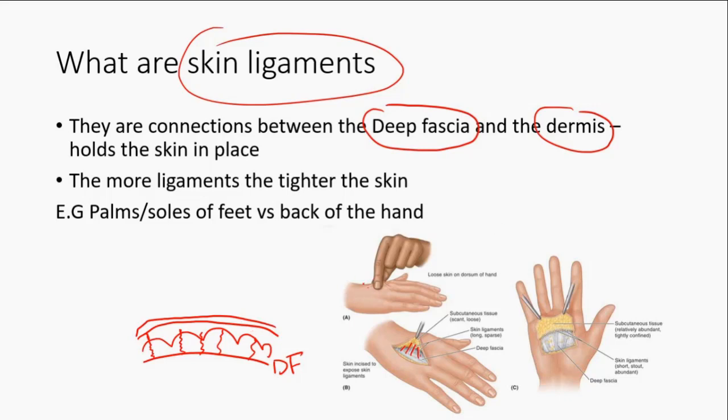So if you look here in this diagram, and you can even try it on yourself, on the back of your hand you can pinch your skin and lift it off. That's because there's not a lot of skin ligaments holding your skin down to your muscles. Whereas if you look on your palm and try to pinch your skin, you're not going to be very successful. It's so hard to pinch your skin and bring it upwards.